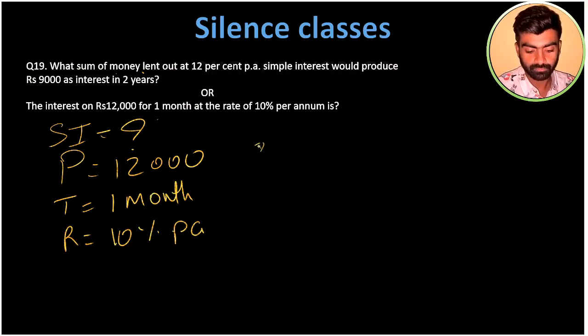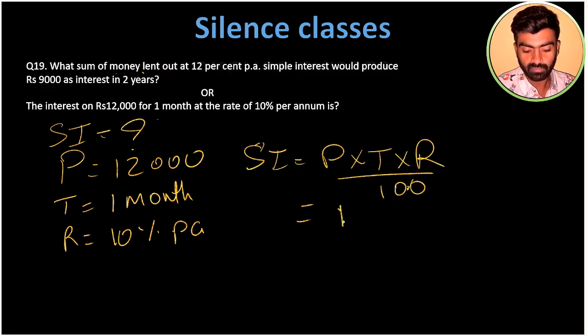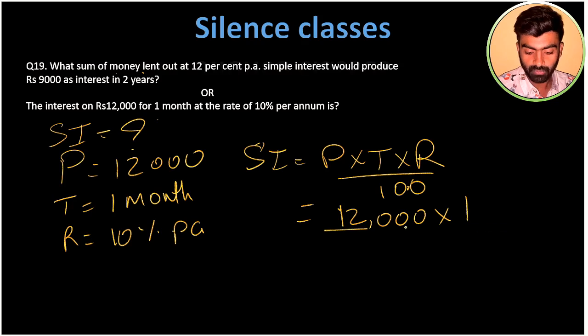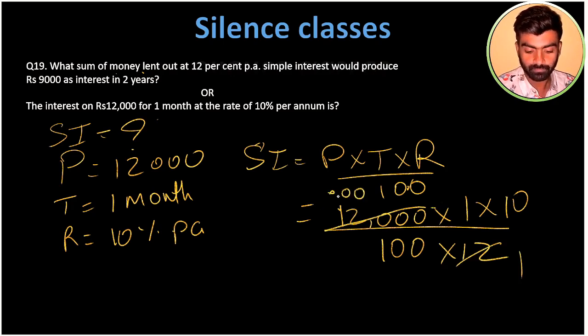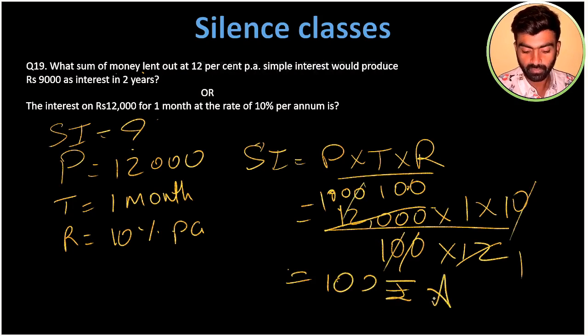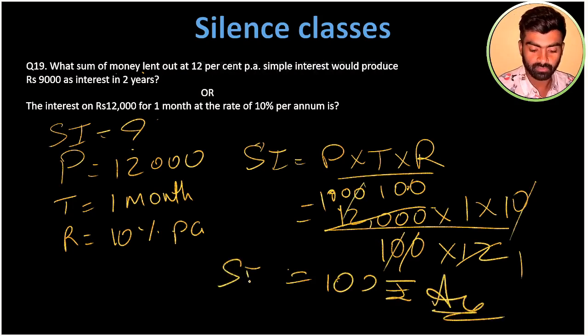SI is equal to P into T into R upon 100. P means 12,000 multiplied by time. 1 month is given, so we have to write it down as 1 upon 12, multiplied by R is 10%, divided by 100. We have to divide it by 12, because the interest rate is given annually. Okay, 12 ones are 12, and we will get 1,000. I can cancel this by this, and this 0 by this, so I will get 100 rupees. And this is the answer. So I can say that the simple interest SI is equal to 100 rupees.